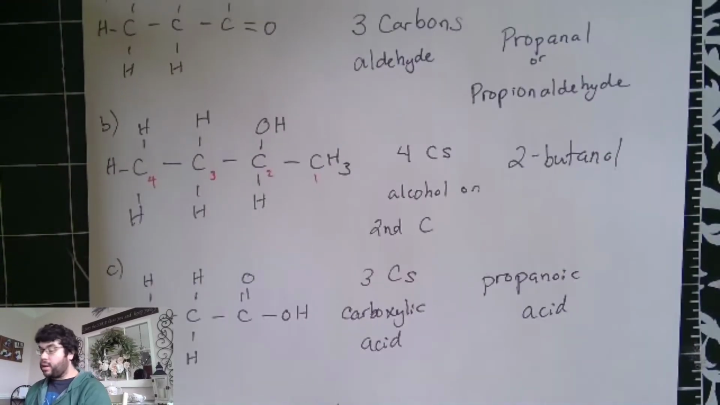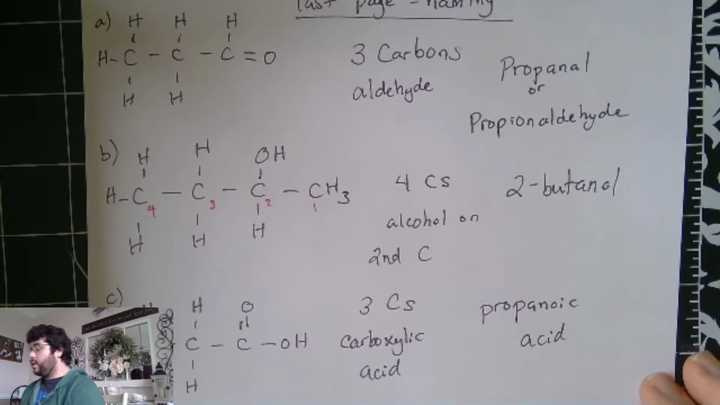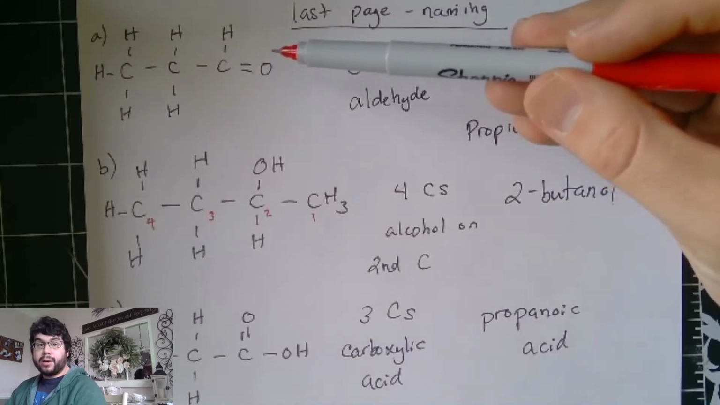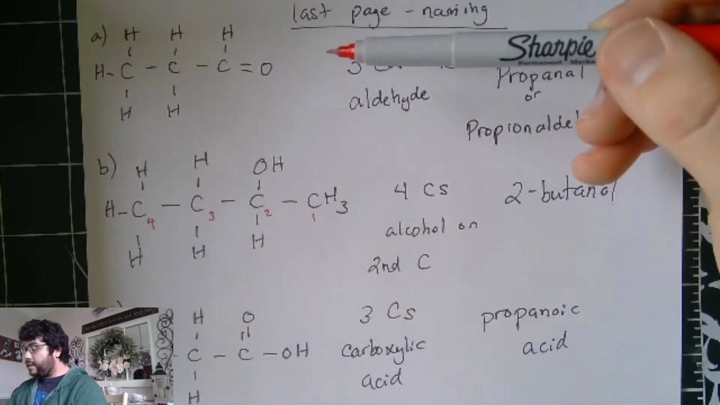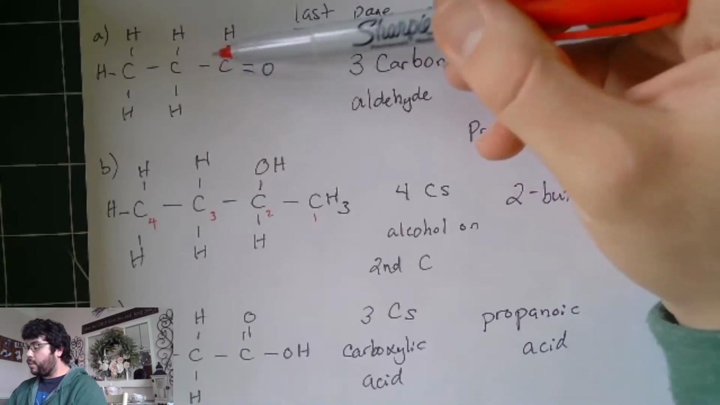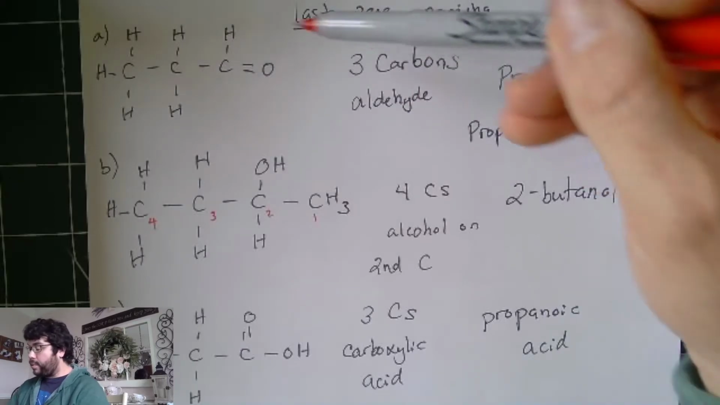The last thing on the worksheet was just naming from the structure. Sometimes I think this is the harder thing to do. So the first question gave us this structure right here, and we want to identify what it is. First things first, identify how many carbons are there. There are 3 carbons, and then look for functional groups. The aldehyde functional group is right here.